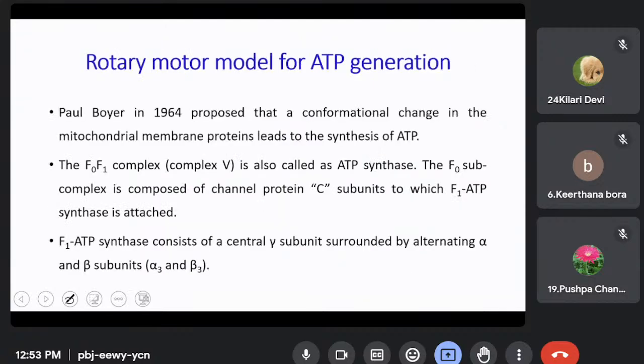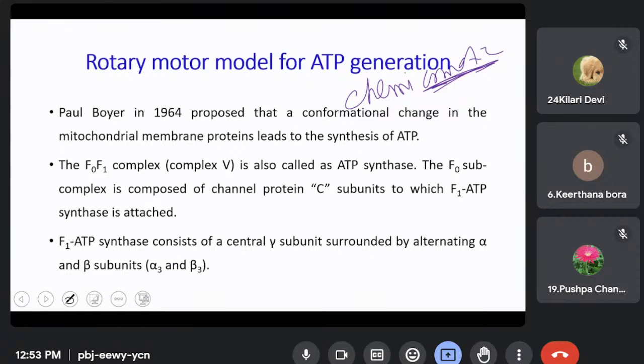So what happens is, Peter Mitchell proposed the chemiosmotic hypothesis. What is chemiosmotic? Osmotic means where the concentration of solute is more on one side and less on the other side.